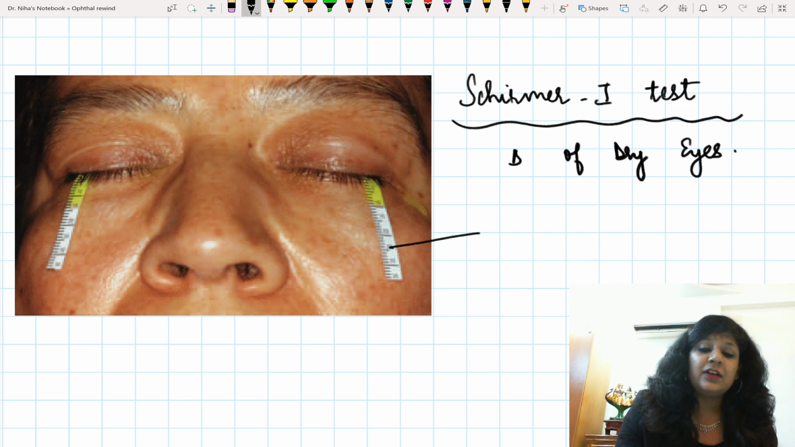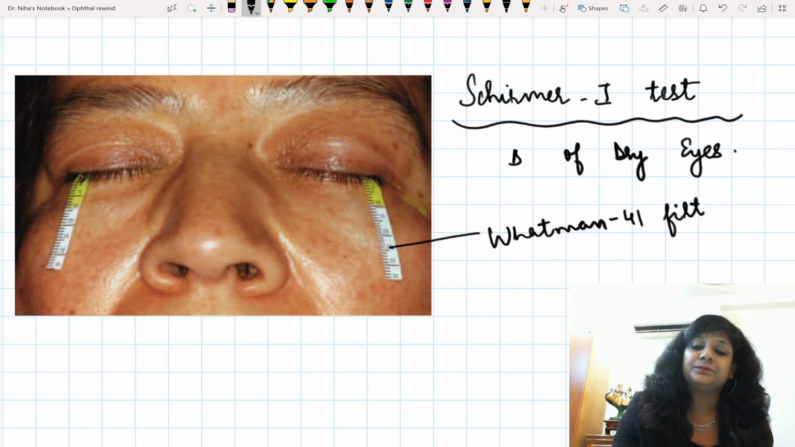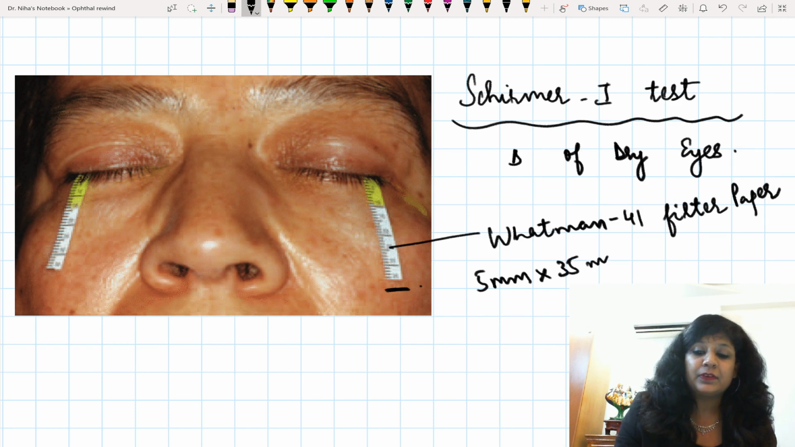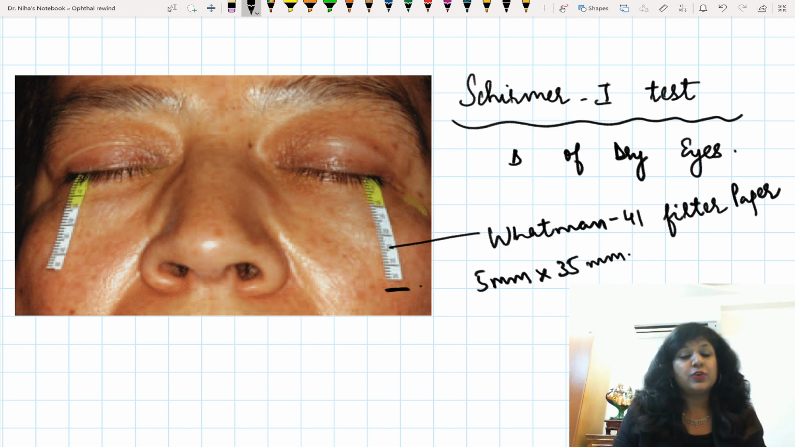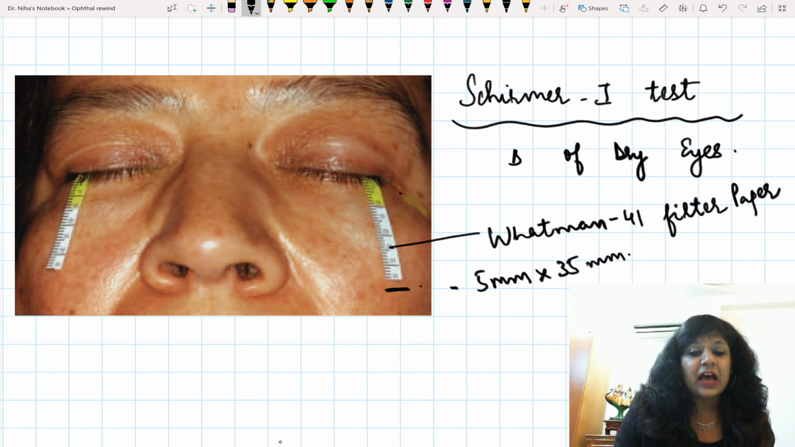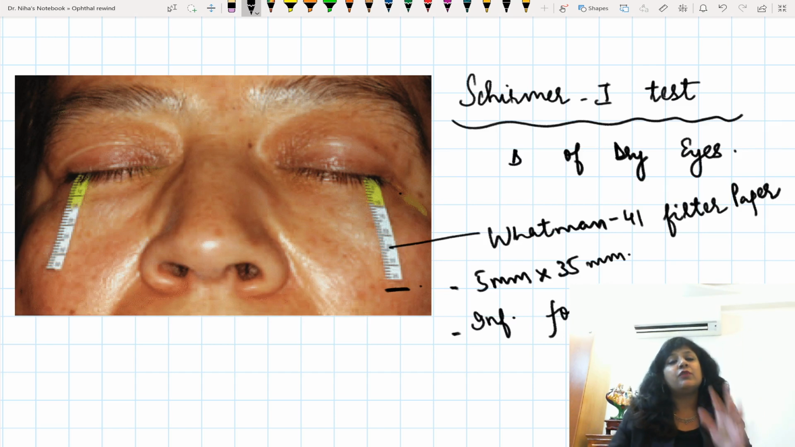This is your Whatman 41 filter paper. This is the filter paper that we are using, and this is 5 mm wide and its length is about 35 mm. It is like this. Okay, so can you see that we are inserting it in the inferior fornix? Now I will tell you one more thing.